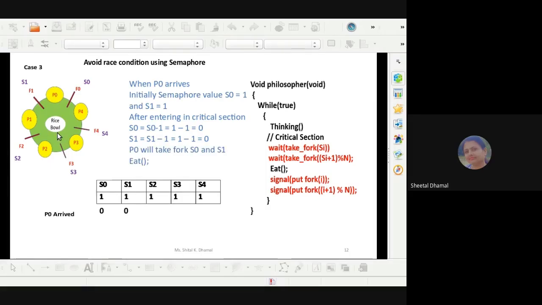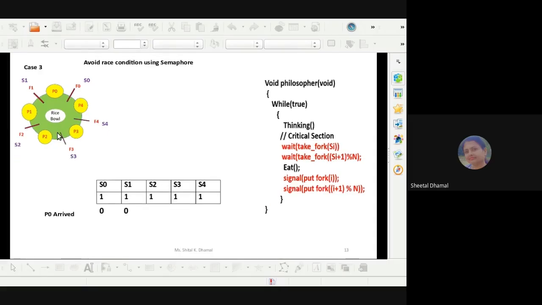So he will eat. Now let us consider that P1 arrives, and currently P0 is present in the critical section. He is performing the eating operation and the values of the semaphore variables S0 and S1 are equal to 0, 0. At the same time another philosopher P1 enters the critical section. He wants to perform the eating operation, so at that time he will require to use the left hand side fork, that is S1 and S2.